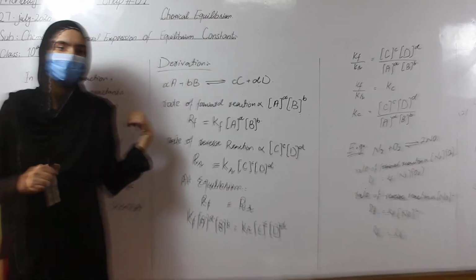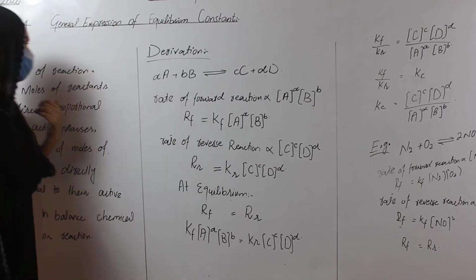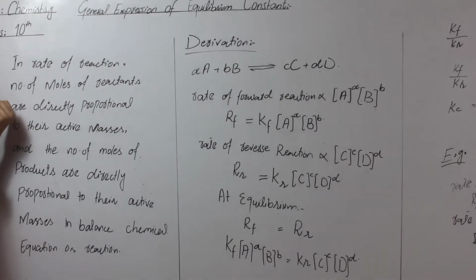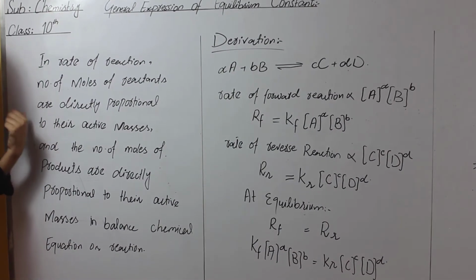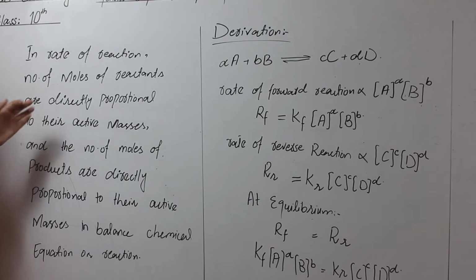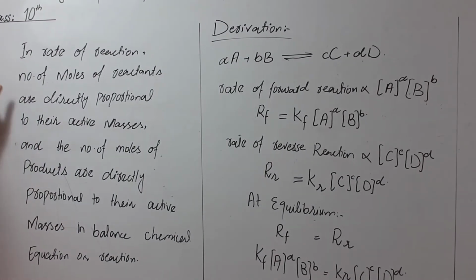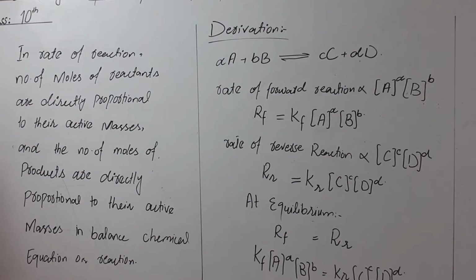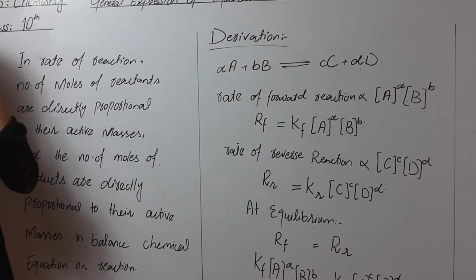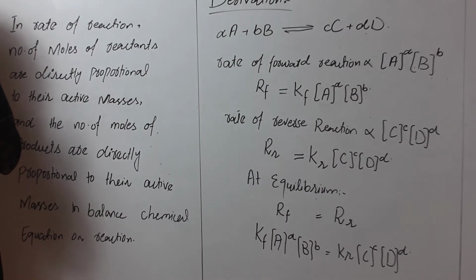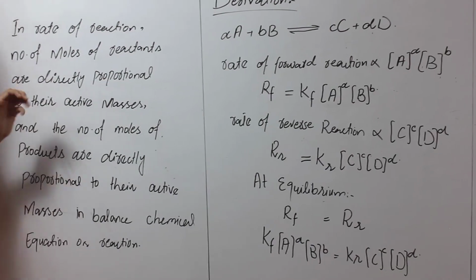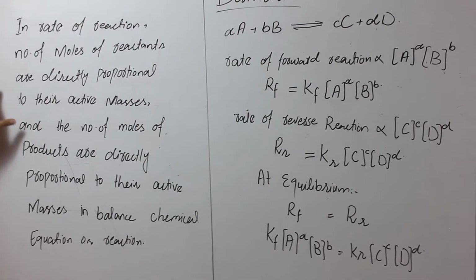In case of the general expression, we discuss some new things. The new thing is that the number of moles of the reactants and the products, meaning the rate of reaction: the number of moles of reactants are directly proportional to their active masses, and the number of moles of the products are directly proportional to their active masses, but in a balanced chemical equation.